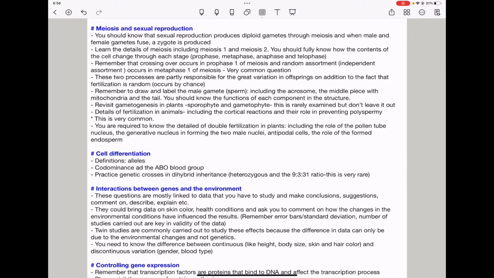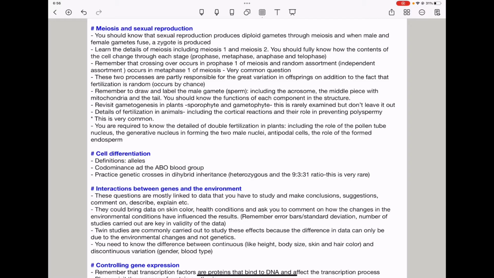This question is very common. You need to know that these two processes, crossing over as well as random assortment, are responsible or partly responsible for the great variation that occurs in offspring. However, there is another factor which is called fertilization. We know that fertilization occurs by chance, so due to that, there is greater genetic variation.